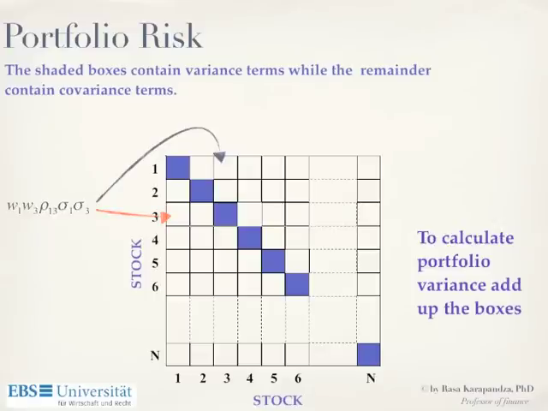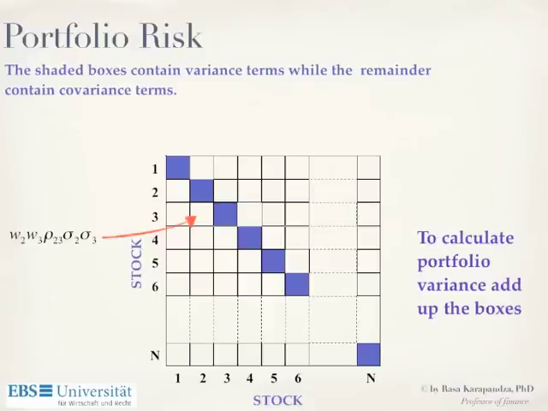Now, what is this element over here? This is row 3 column 2. It should capture the co-movement between stock 2 and stock 3. So it is the proportion that you invest into stock 2 times the proportion that you invest into stock 3 times the correlation coefficient between stock 2 and stock 3 times the standard deviation of stock 2 times the standard deviation of stock 3. It's as simple as that.